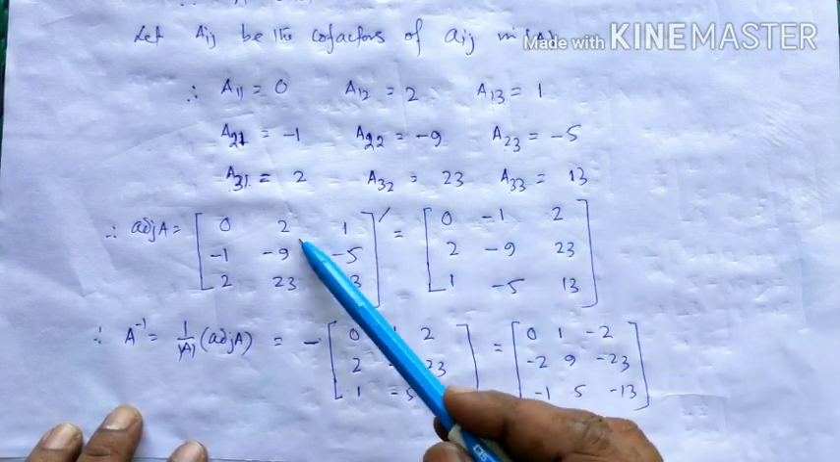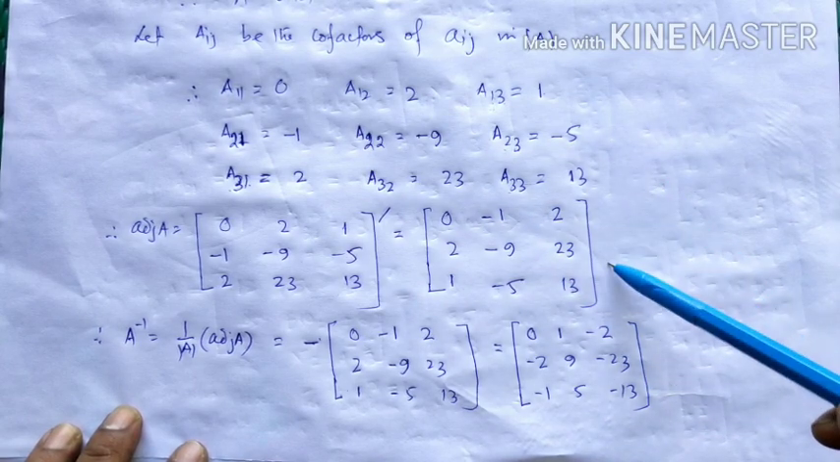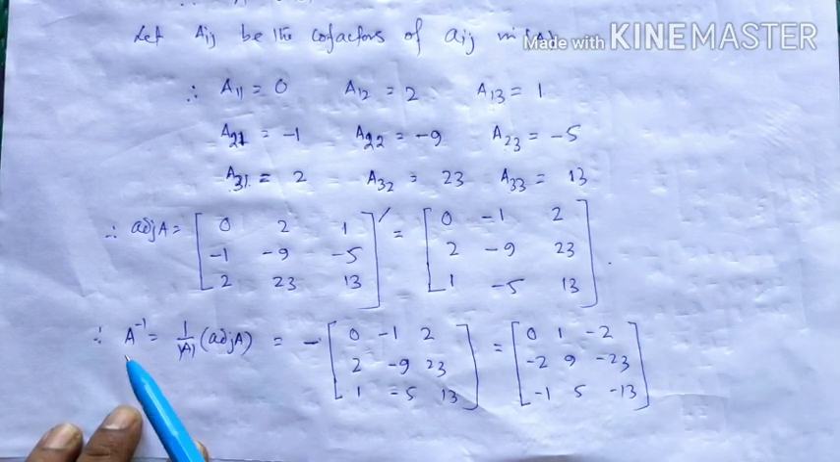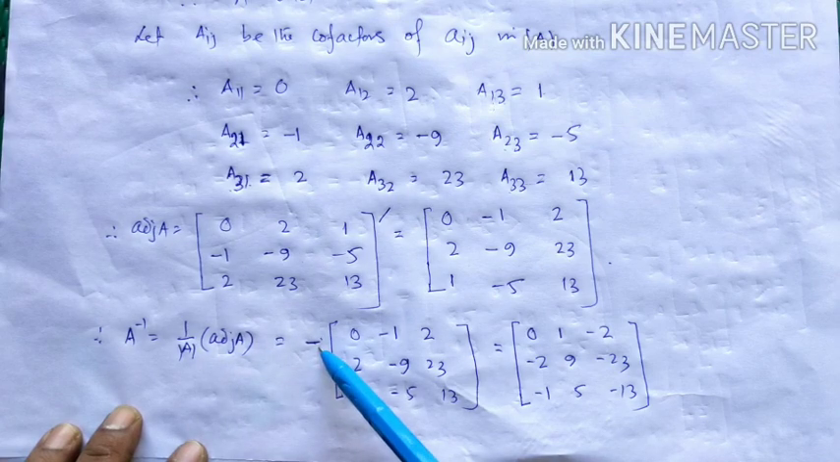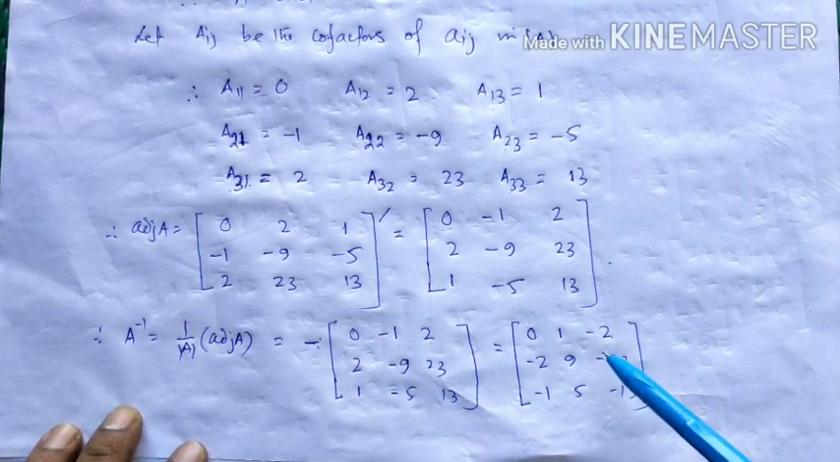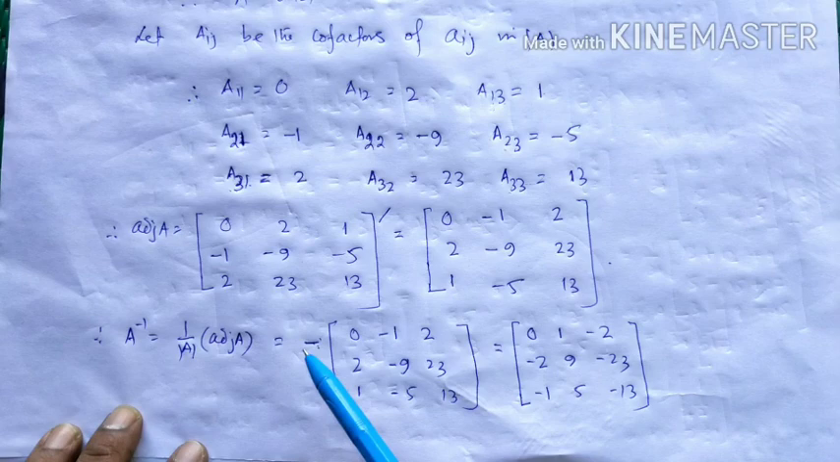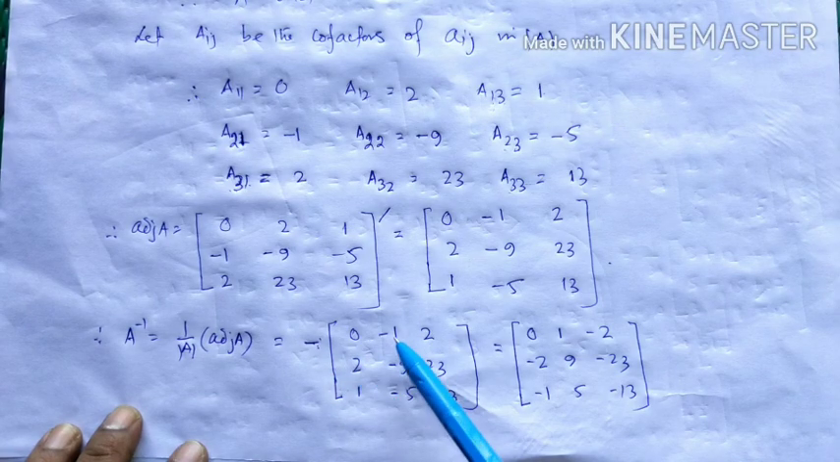That means rows become what? Columns. And finally you get the adjoint of the matrix. And now what is the inverse? By using the formula 1 by determinant of A into adjoint of A. Determinant of A is equal to -1. 1 by -1 is equal to -1. Okay. Now since this -1 is included inside the matrix, it will be multiplied with every element, because it is a scalar multiplication. Properties of scalar multiplication tell us, if any number is multiplied with the matrix, then this number will be multiplied with every element of the matrix.